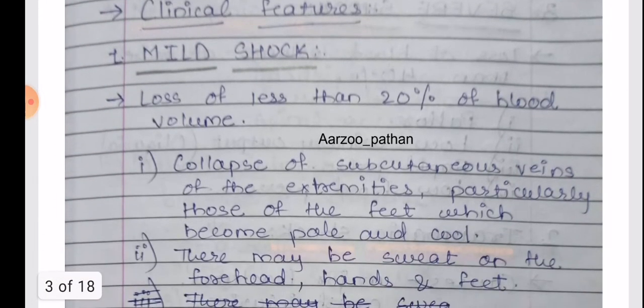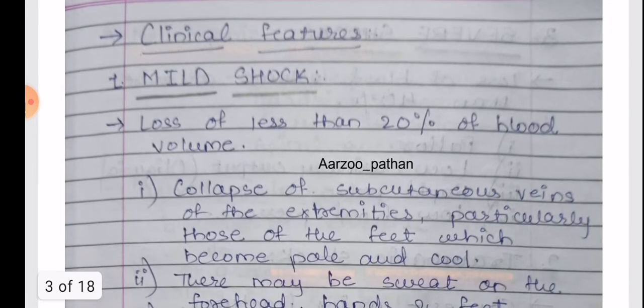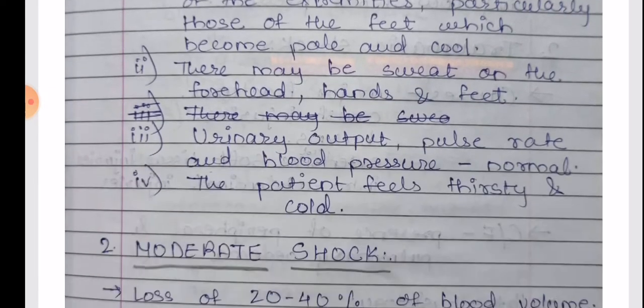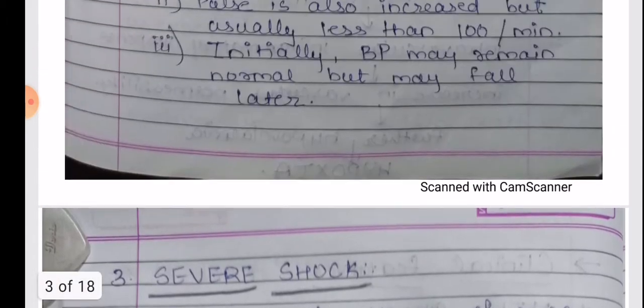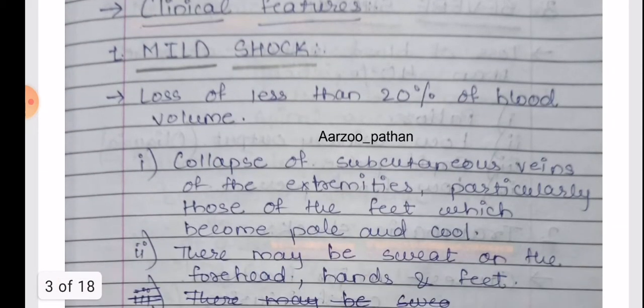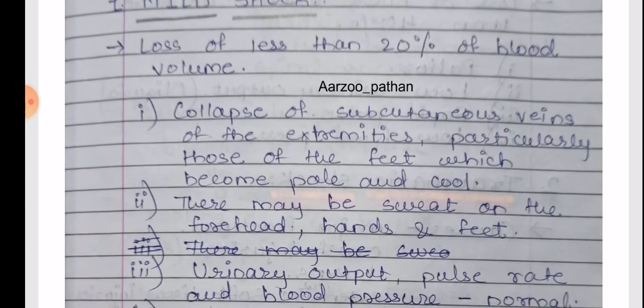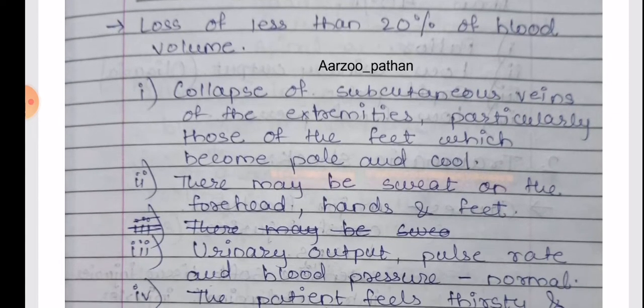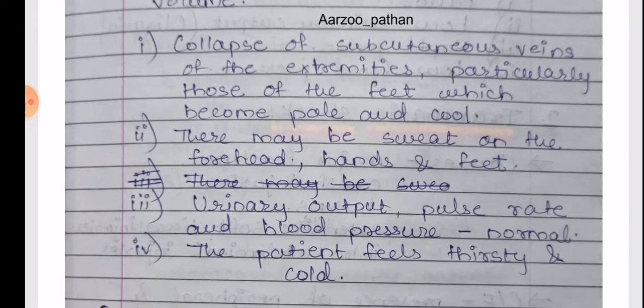The clinical features of shock. There are generally 3 types of shock which we can see: mild shock, moderate shock and severe shock. Let us look into mild shock: loss of less than 20% of blood volume. We have to remember that in mild shock the blood volume loss is less than 20%. There is collapse of subcutaneous veins of the extremities, particularly those of the feet, which become pale and cool. There may be sweat on the forehead, hand and feet.